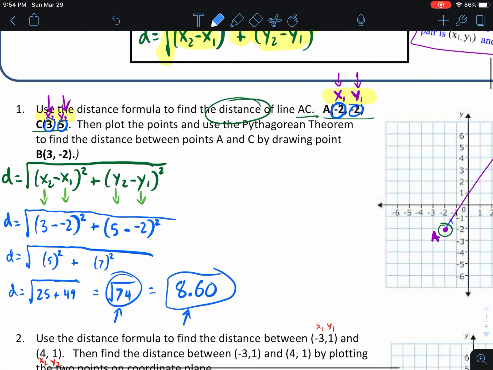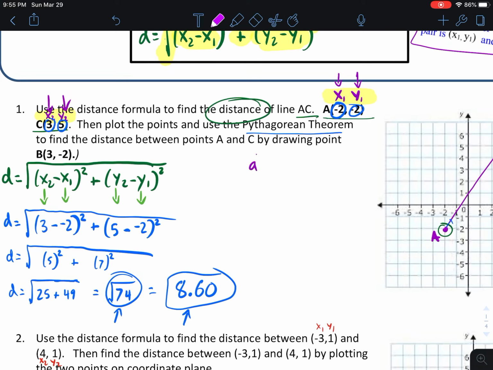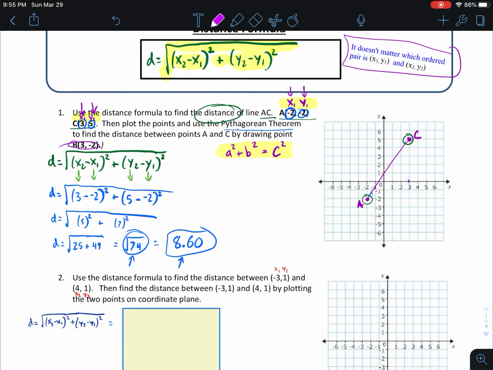Okay. Now this problem also asks us to use the Pythagorean theorem to do the exact same thing. You might not remember, but anytime you have a right triangle, you can say a squared plus b squared equals c squared. So you might not remember the Pythagorean theorem name, but this you probably hopefully remember from somewhere. If not, that's okay. Here we are, we're all doing it. They want you to draw a point B, (3, -2). Let's see what that's all about. (3, -2) is right here.